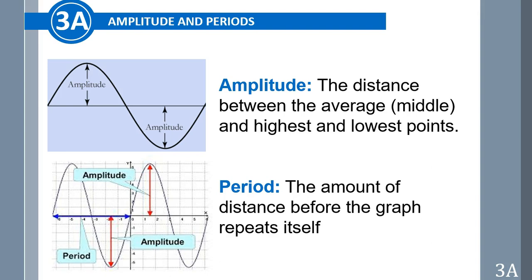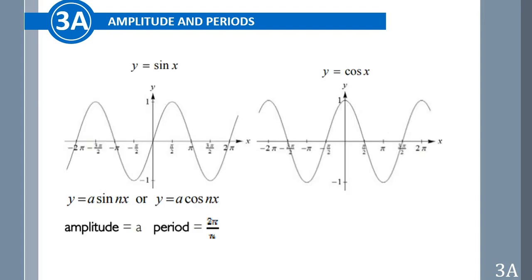The period tells us how long we have to go before the graph repeats itself. If we look here on the sine graph, it starts at the origin, it goes up to the amplitude, cuts down, back. That is one lot of sine. It then repeats itself, so in this case, that's another period. It goes dip, dip, dip, stops, repeats, and that will go on and on forever unless we restrict the domain.